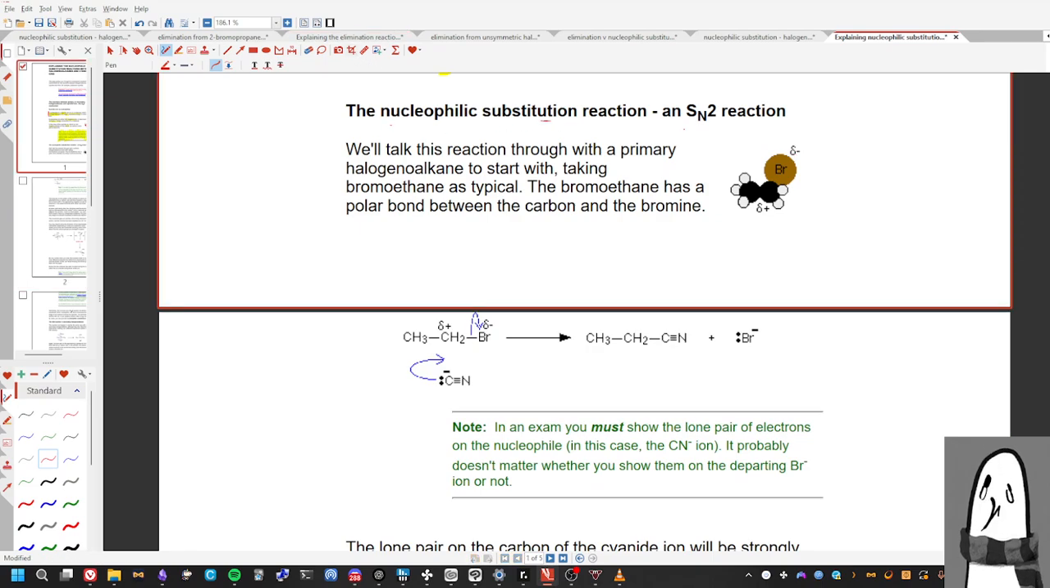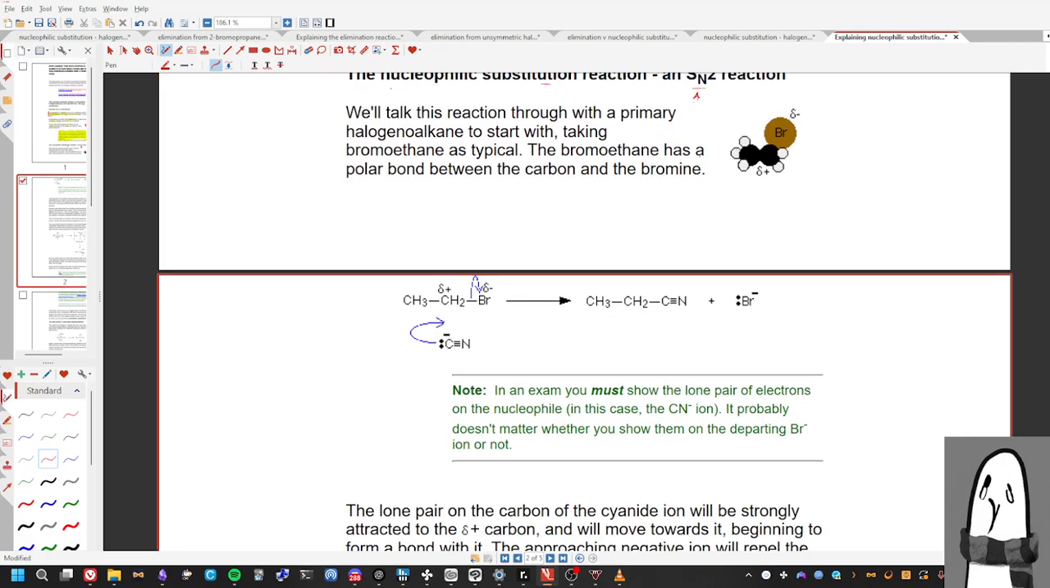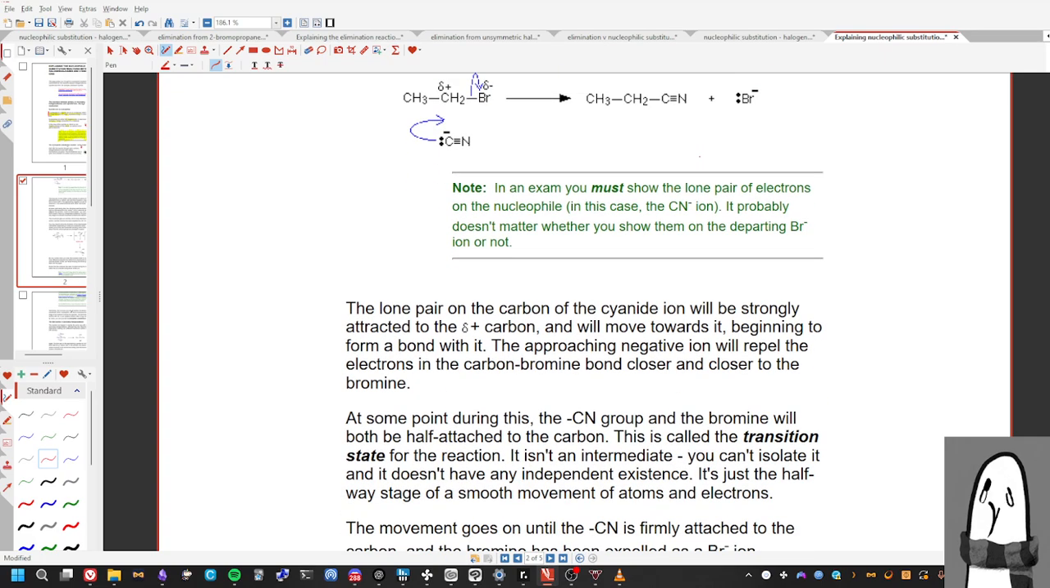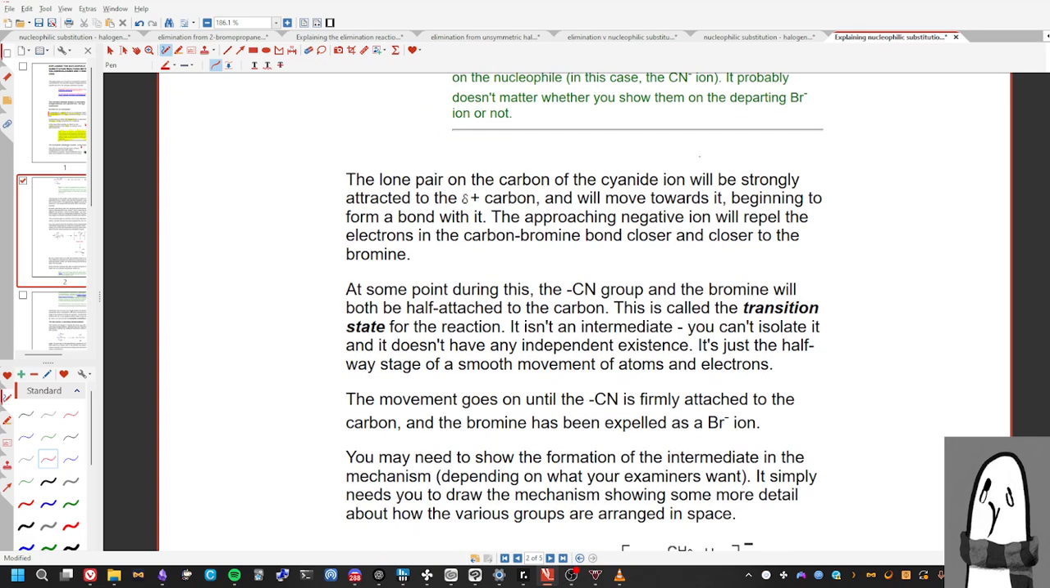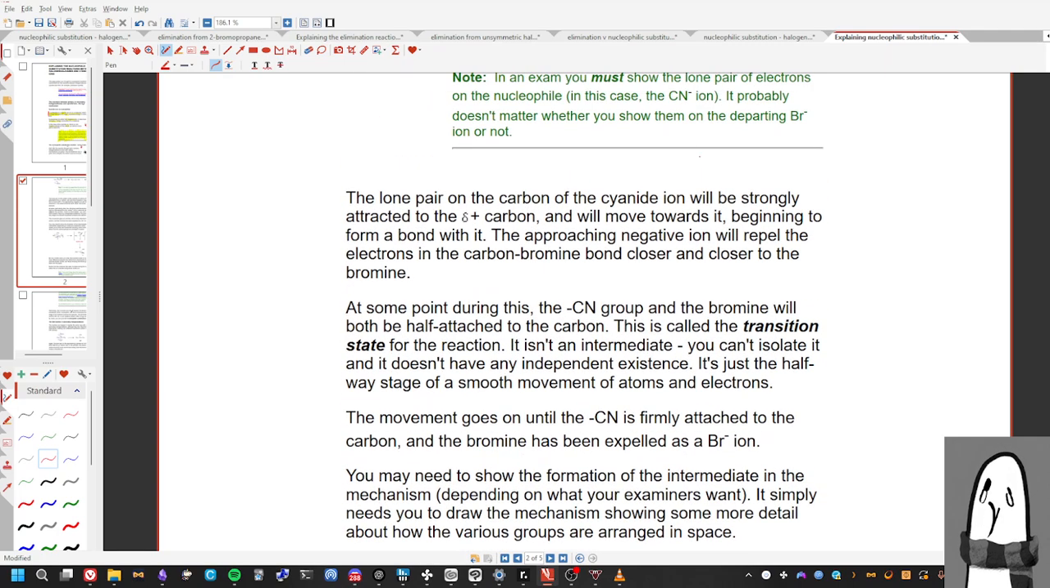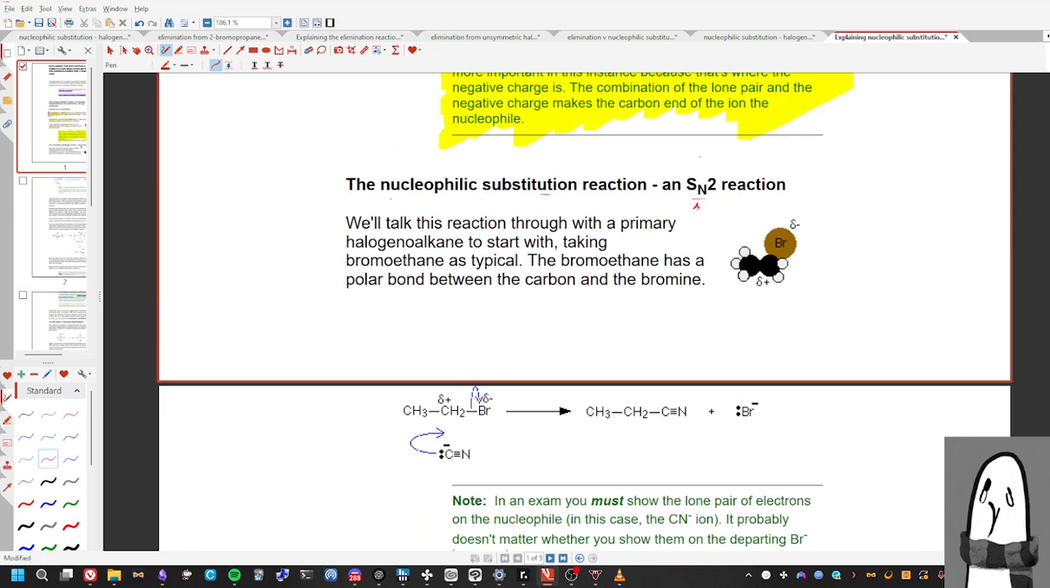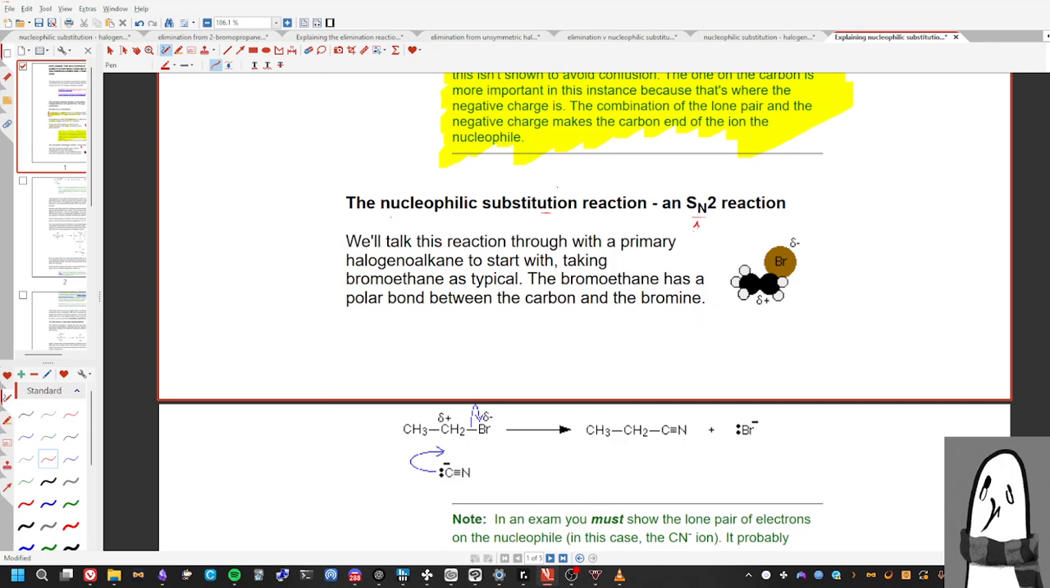Okay, nucleophilic substitution, SN2 reaction. We'll talk about this with the primary halogen alkane. If it's primary, then you're gonna have this. Oh shit, okay, this looks kind of tough. I think we went to the explanation for nucleophilic, huh? There was an explanation. I don't know, anyways.